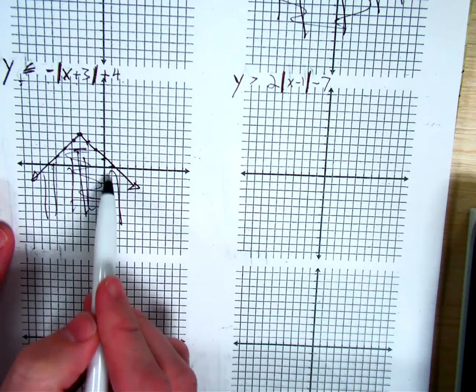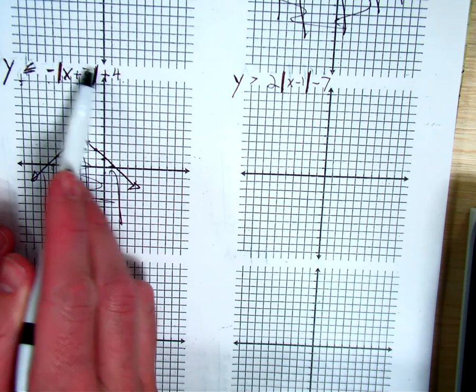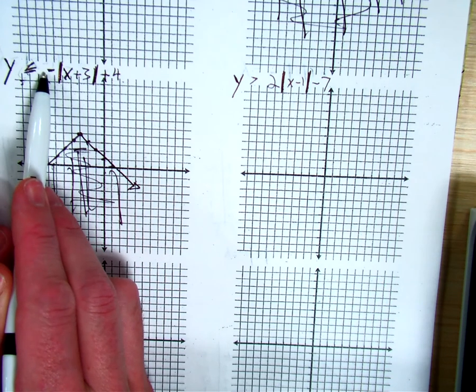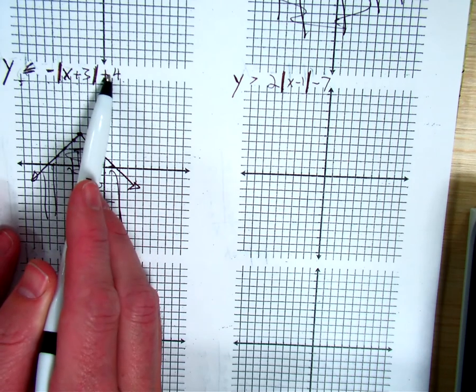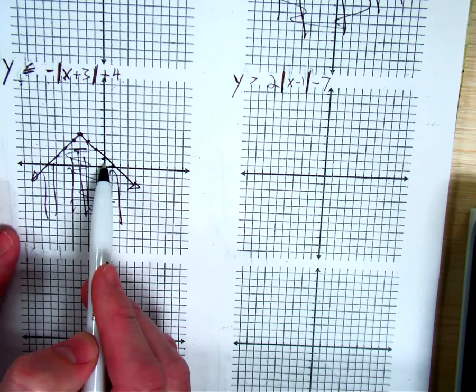You could test 0, 0. 0 plus 3 is 3. Absolute value of 3 is also 3. Then there's the negative sign waiting for it on the outside, which now makes it a negative 3. Plus 4 is positive 1. Is 0 less than positive 1? Yes. That was kind of tough.